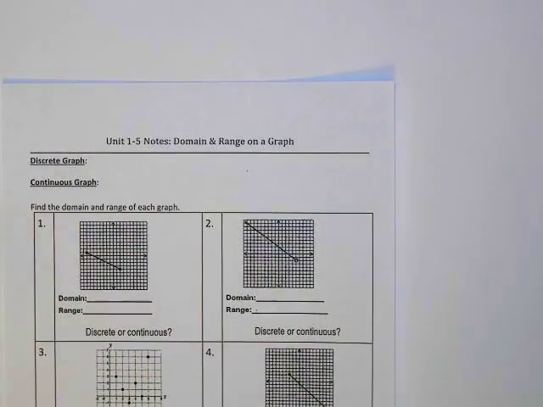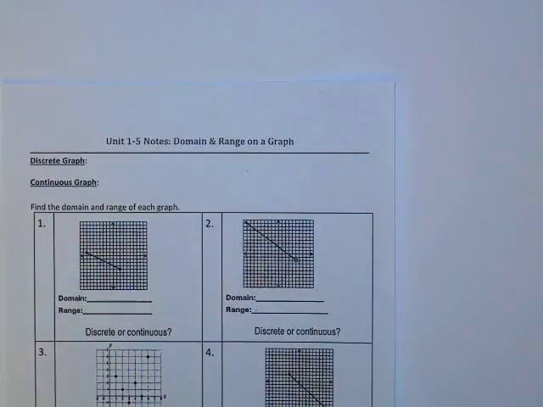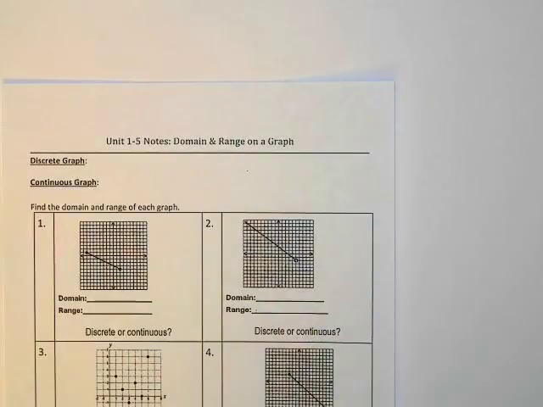Okay, so we're talking about domain and range today. But first, we're going to talk about these two vocabulary words that are keywords that you need to know. First is discrete, and then it's continuous. You either have a discrete graph or you have a continuous graph, one or the other.